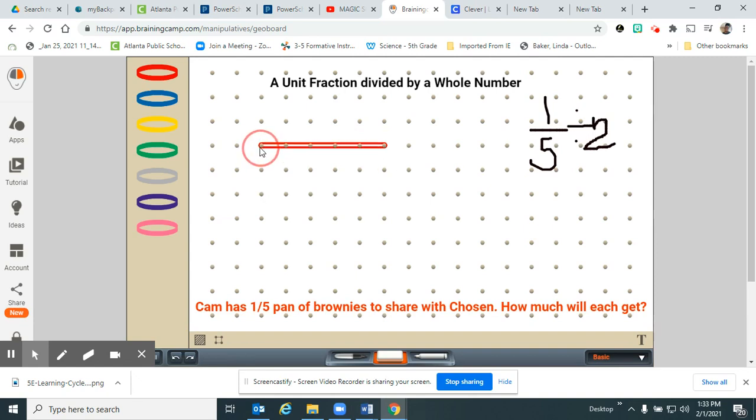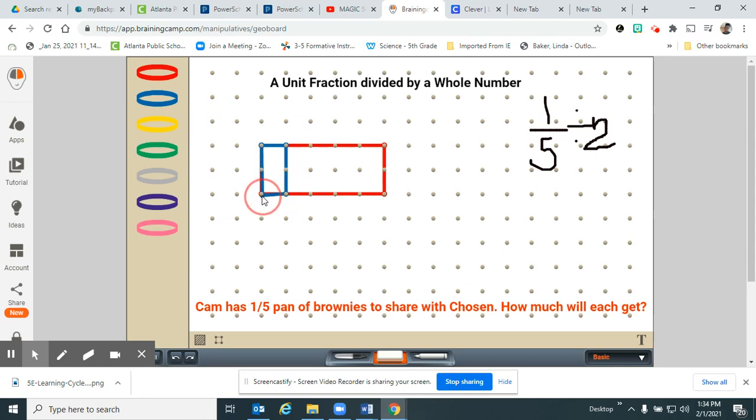Instead of bringing it to this row, let me show you. It's hard for me to partition that into 2. But if I bring it down, it doesn't change the fact that I'm still representing 1/5. It just gives me an equivalent form of 1/5.